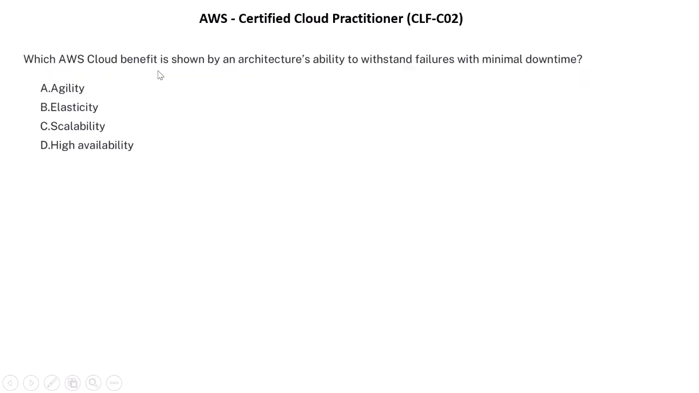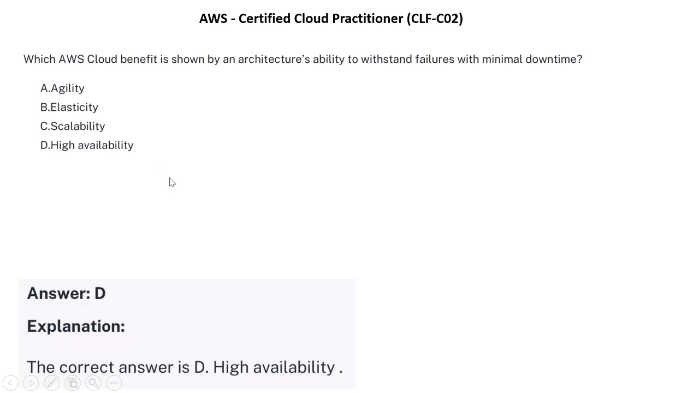Which AWS cloud benefit is shown by an architecture's ability to withstand failures with minimal downtime? The options are option A, agility, option B, elasticity, option C, scalability, option D, high availability. The correct answer is option D, high availability.